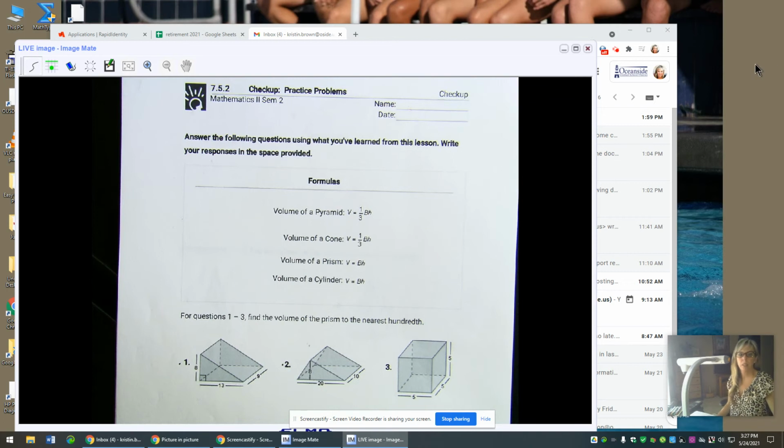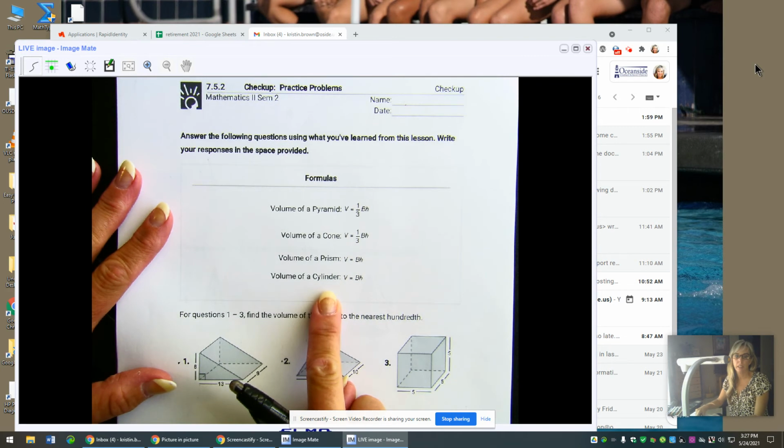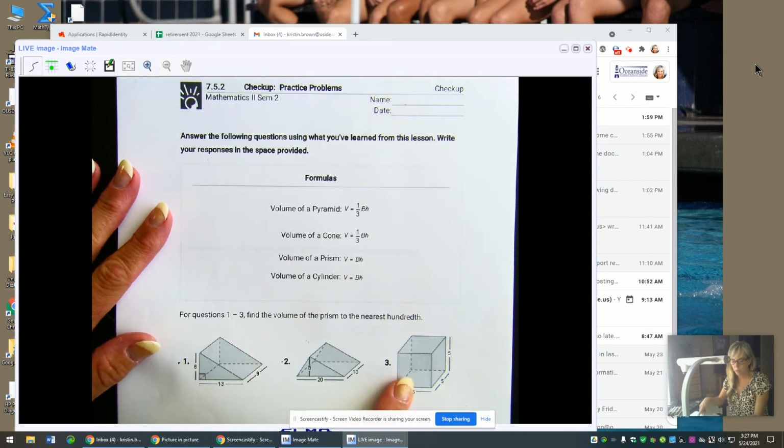Hello, today we're going to do 7.5 checkup and they give us a bunch of formulas. We're going to need these. It's all about volume today, starting with volume of prisms. Here we've got a triangular based prism, another triangular based prism, and a rectangular based.